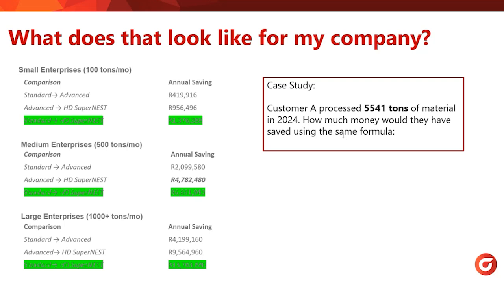5,541 tons times 1146.99, 6.3 million Rand that they could have saved over the course of 2024 if they'd been using HD SuperNEST. That is impressive. Is that just for the year of 2024, Tamsin? That's just for the year of 2024.